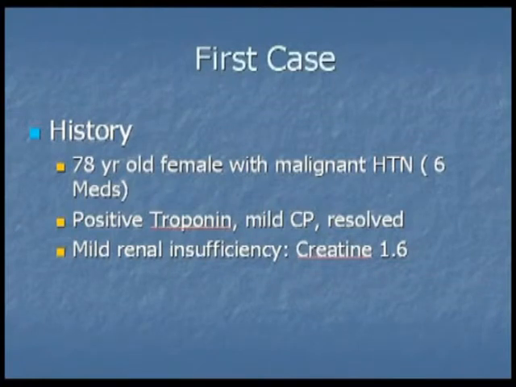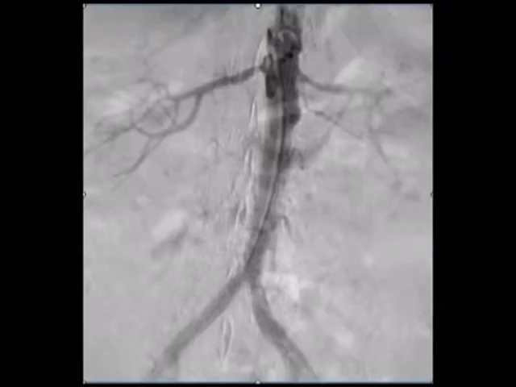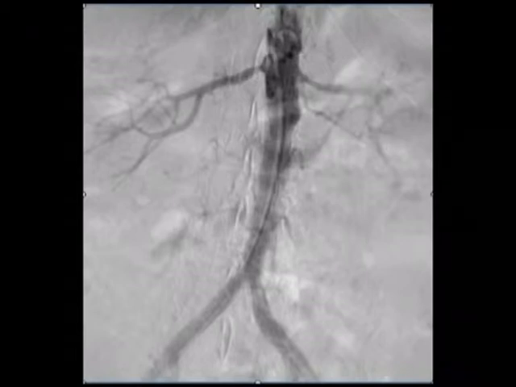You can see on the initial pigtail run from the right common femoral access, disease involving the patient's distal abdominal aorta with high-grade stenosis, estimated 60% or possibly more of the right renal artery. It was slightly higher on more select views.